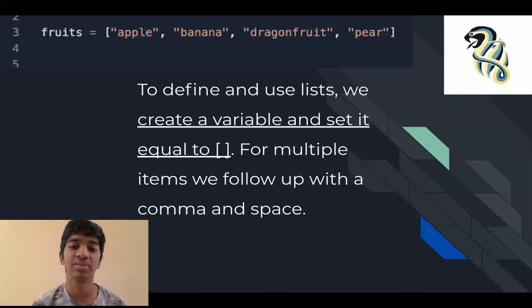So to define and use lists, we create a variable and set that equal to square brackets. So in this image, we have a variable called fruits, which is set equal to square brackets. This is the opening square bracket. This is the closing square bracket. And inside of these square brackets, we have the data that we want to store. Okay, but we have multiple items in this list. And if you have multiple items, you have to follow them up with commas and spaces.